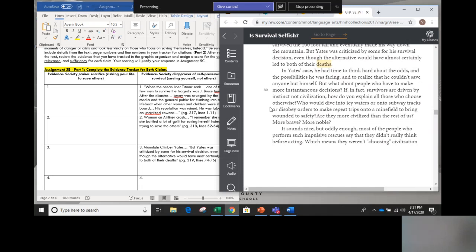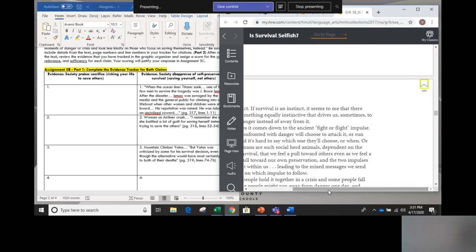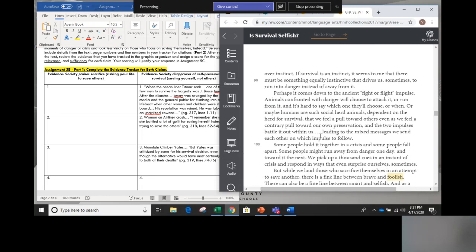Who would dive into icy waters or onto subway tracks or disobey orders to make repeat trips onto a minefield to bring wounded to safety? Are they more civilized than the rest of us? More brave? More noble? It sounds nice, but oddly enough, most of the people who perform such impulsive rescues say they didn't really think before acting, which means they weren't choosing civilization over instinct.